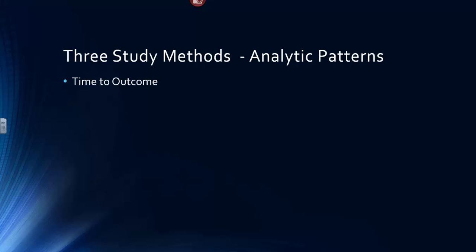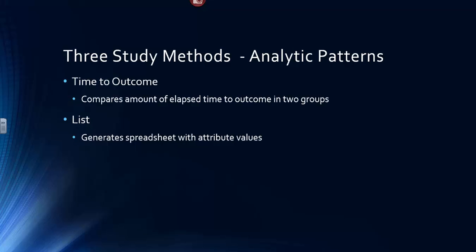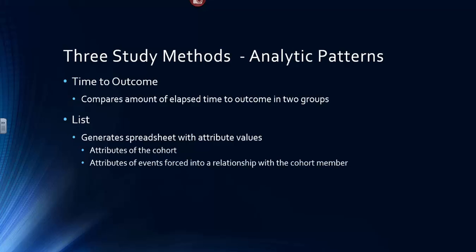There are three study methods, analytic patterns. There's time to outcome, which compares the amount of elapsed time to outcome in two different groups. There's a list method. It generates spreadsheets with attribute values of interest, attributes of the cohort, attributes of events forced into a relationship with a cohort member, and last is time and range.